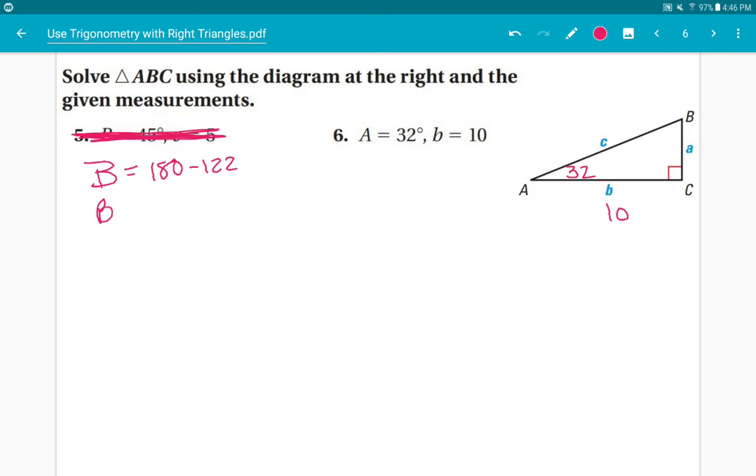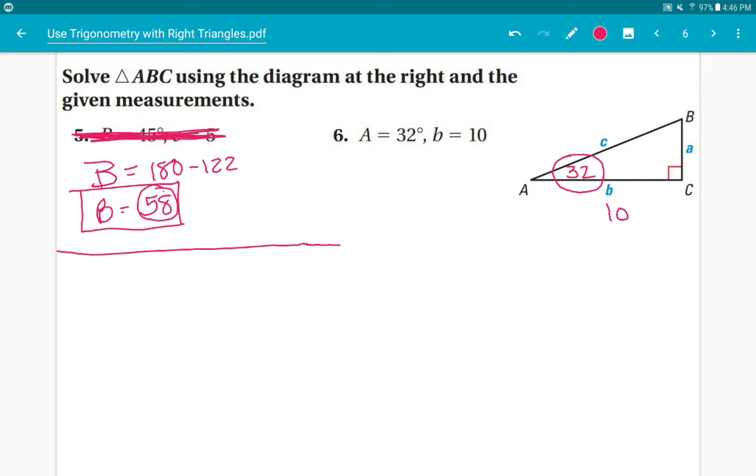180 minus 122 is 58. So B is 58 degrees. Okay, so now all we want to look for is the side of A and the side of C. Now, notice that in our chart, there's nothing talking about 32 and there's nothing talking about 58. So this is where we go back to geometry a little bit, and we have to figure out, okay, what can I do instead that's going to help me solve this?